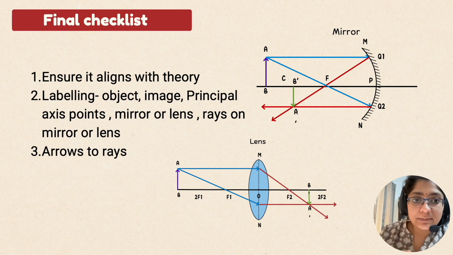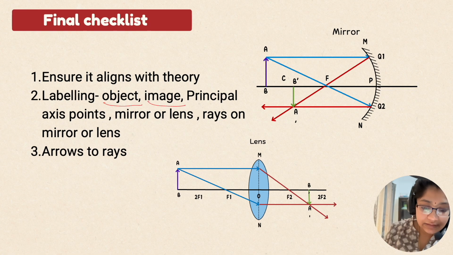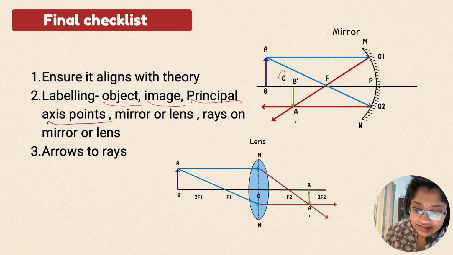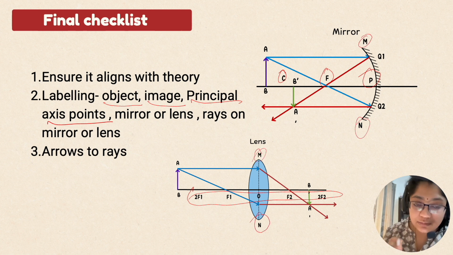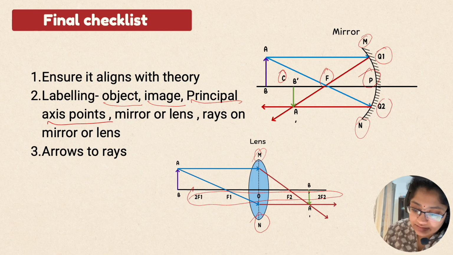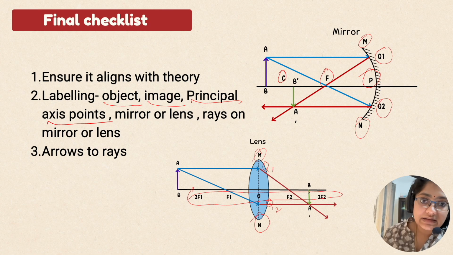Labeling: you should label object, image, the principal axis points like the C, F, P, and in the case of lens, all these points. You have to label the mirror and the lens, which is again the most important thing most people forget. And the other one where you lose half marks is the labeling of the rays on the mirror. See, I have lost half mark here. I have not labeled the rays on the lens.